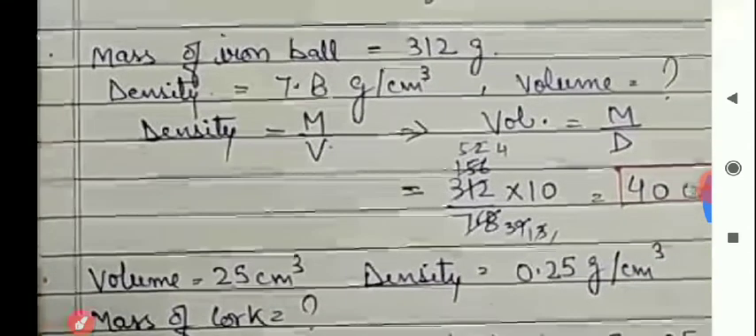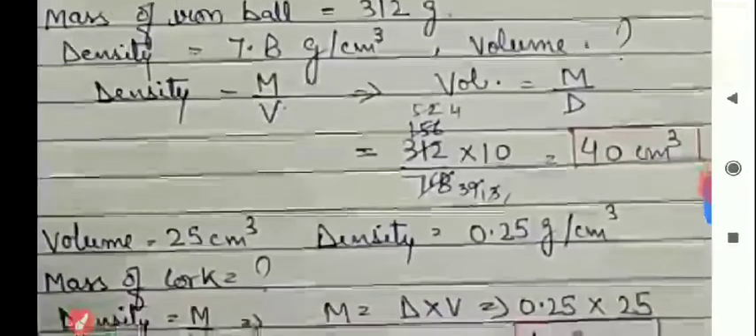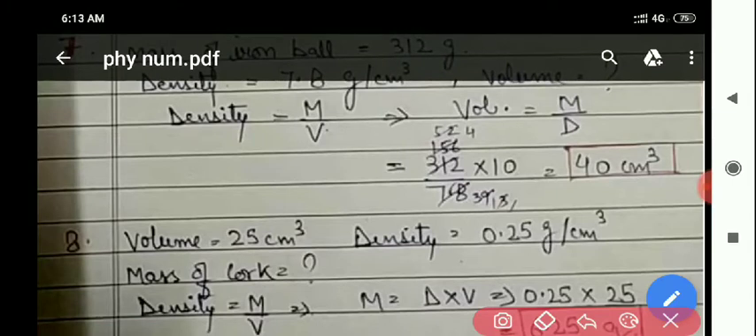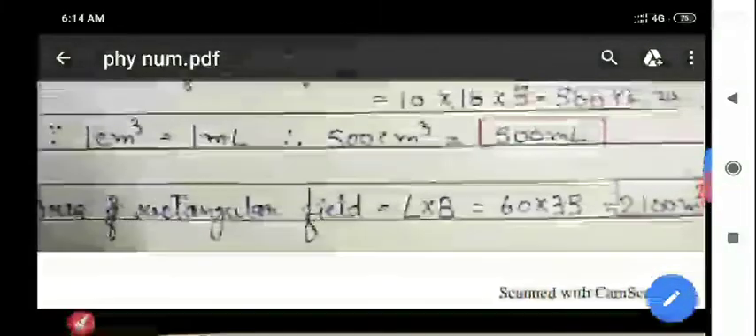So see, 312 upon 7.8. From 7.8 we remove the decimal, we multiply it by 10 in the numerator side, and after solving the question we get the answer 40 centimeter cube. Okay, now move to question number 8.